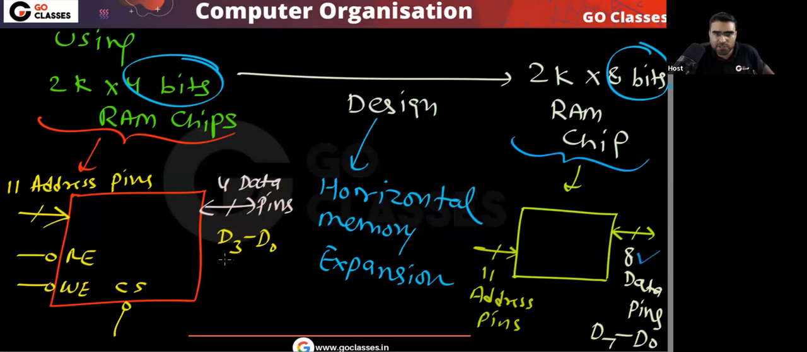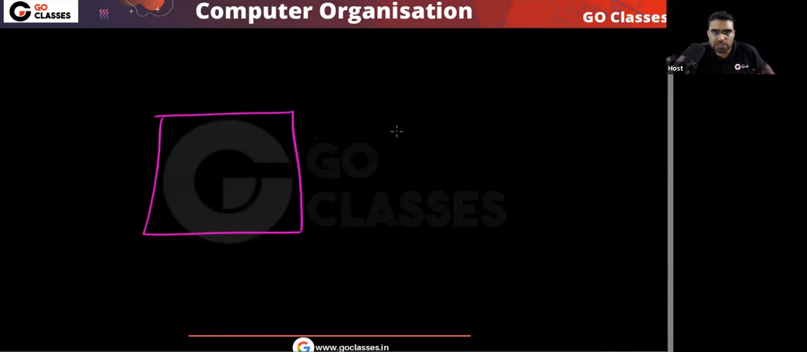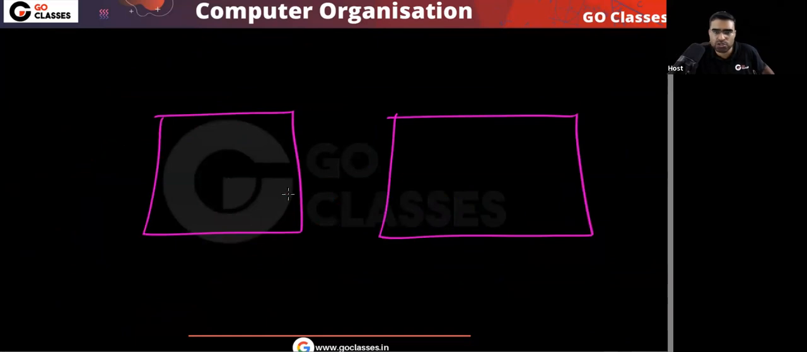But how many data pins do you have in these chips? In these chips, you have a total of 4 data pins. Yes or no? So what can you do? You can do horizontal expansion. In this horizontal expansion, basically you will put 2 chips here. These 2 chips are the memory chips.